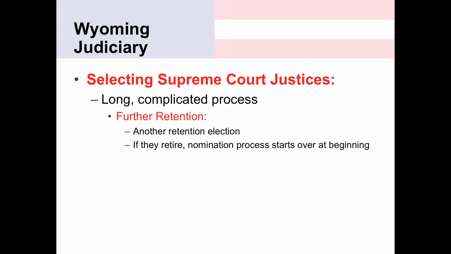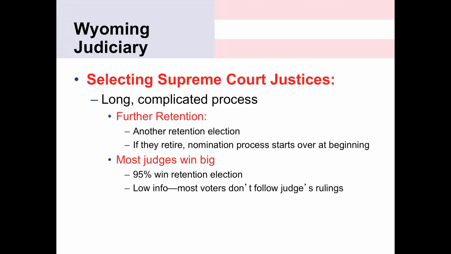So even though there are retention elections every 8 years, most of the time, the judges win big in these elections. Again, there's no opponent, there's no campaign. It's simply voters walk in and ask, do you keep the Supreme Court justice or not? In fact, 95% of justices win their retention election, and the reason is low information. Most voters simply don't follow a judge's ruling. The only time when a Supreme Court justice will lose retention is if that justice has done something scandalous or if the justice has made a very controversial ruling that the majority of people are angry about. And again, when we're talking about the Wyoming Supreme Court, that does not happen very often.